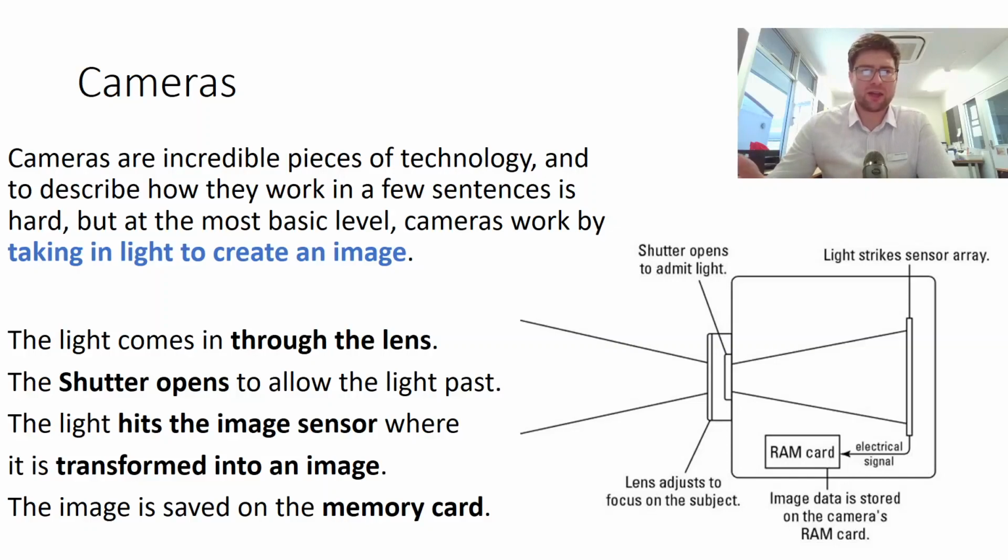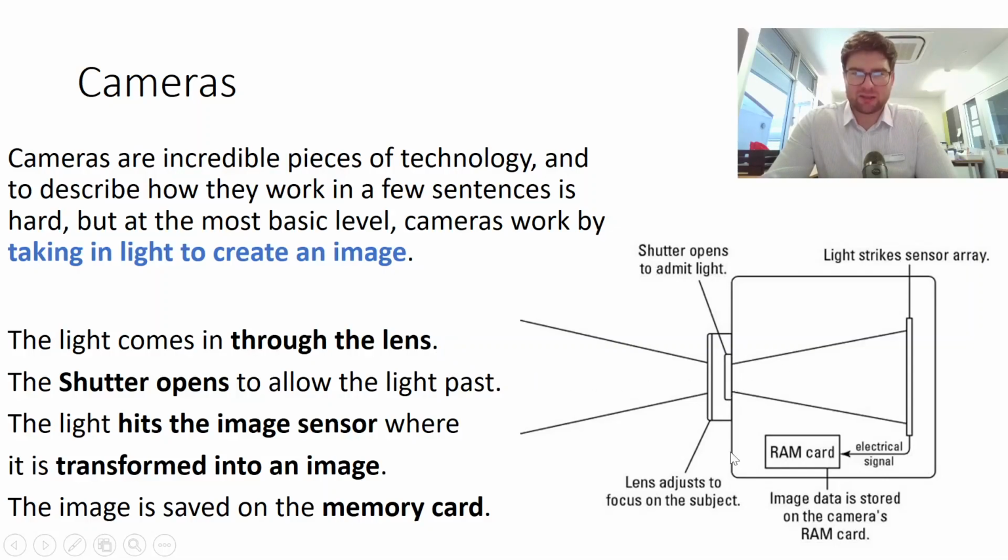So if you look at this diagram here, I'll explain basically. This is basically what a camera looks like in a very crude version. Cameras are incredible pieces of technology, and to describe how they work in a few sentences is difficult, but essentially they work by taking in light and turning that light into an image. So the light comes in through the lens. If this here is the lens, this is a side view, this is the lens. The light comes in through the lens and enters the camera.